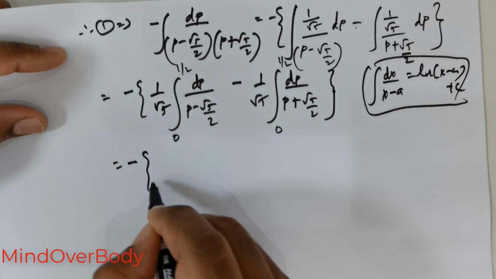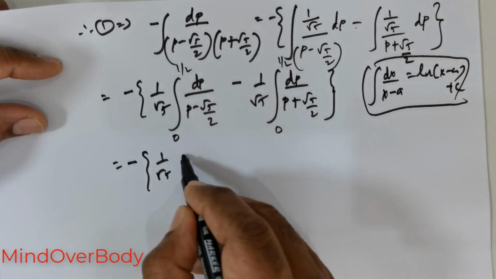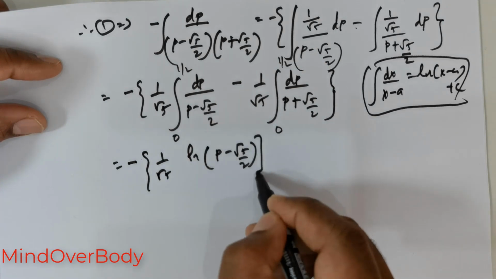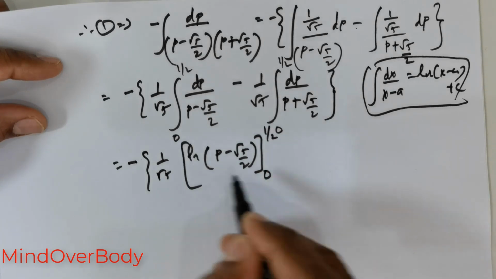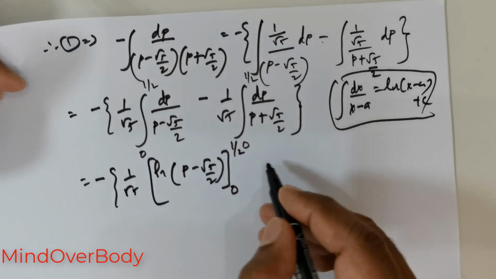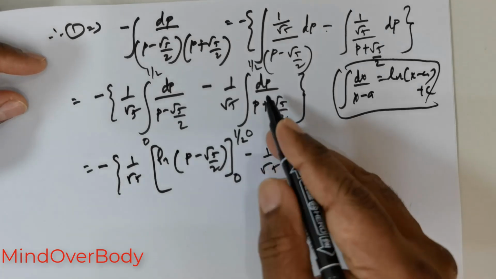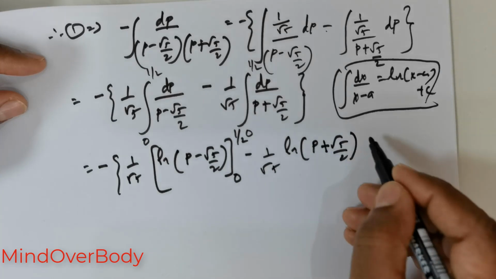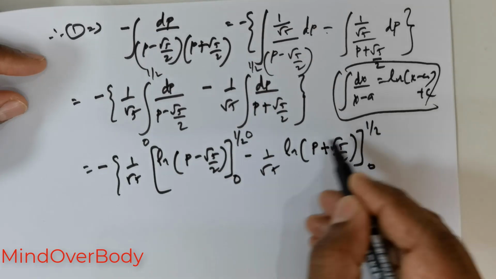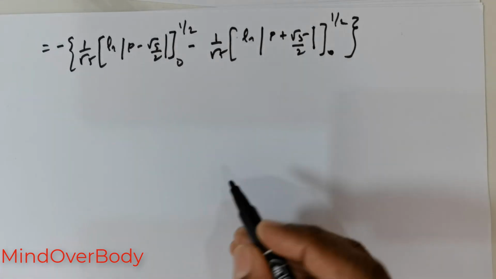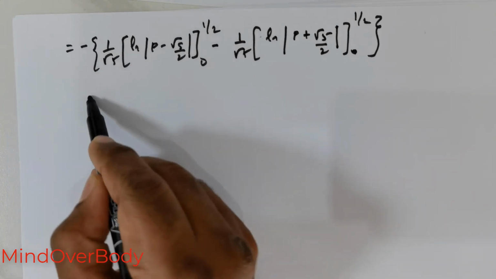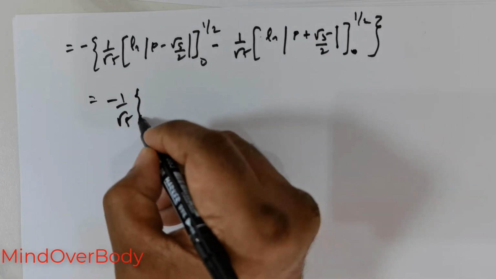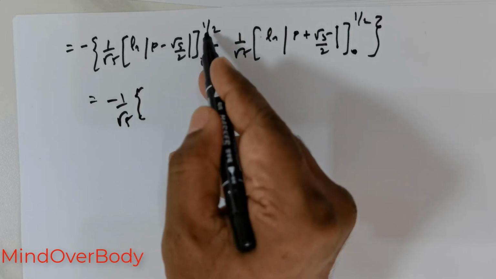So negative 1 over root 5, when I integrate this, I would get ln of (p minus root 5 divided by 2), the limits are 0 to 1 over 2. Okay, that's the first case, followed by negative 1 over root 5. If you integrate this, you get ln of (p plus root 5 divided by 2), and the limits are 0 to 1 over 2. So we've got this. Before applying the limits, I will take 1 over root 5 out. So negative 1 over root 5.